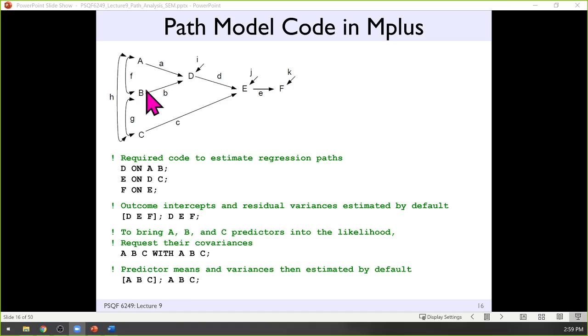To bring A, B, and C into the likelihood, so to allow cases that have missing data to remain in the model on A, B, and C, you would list one or both of these statements. You would estimate the covariance among A, B, and C, or the mean for each variable and the variance for each variable. That's what I mean by bringing it into the likelihood, those bottom two sections. Otherwise, those are not model parameters.